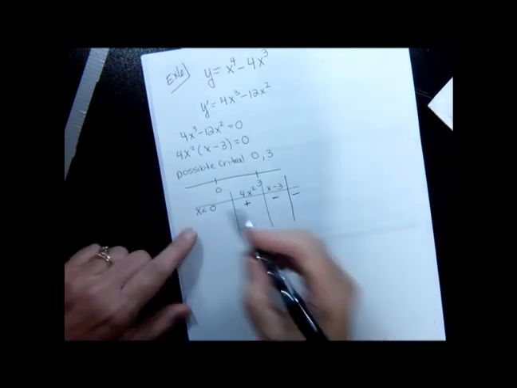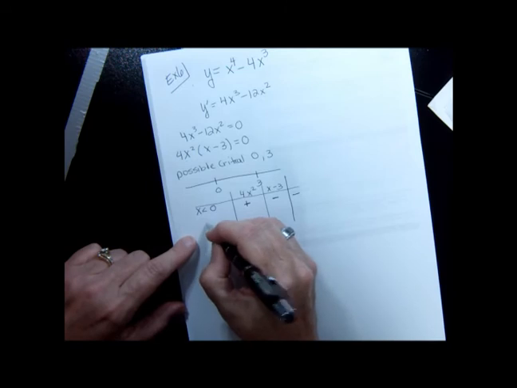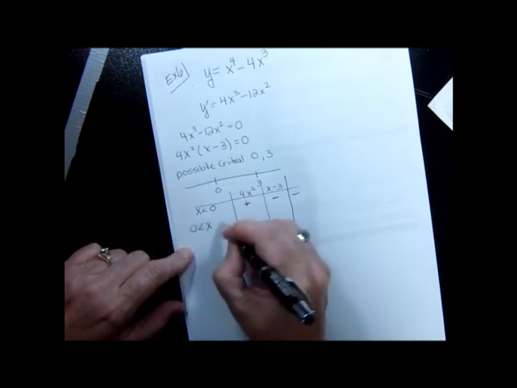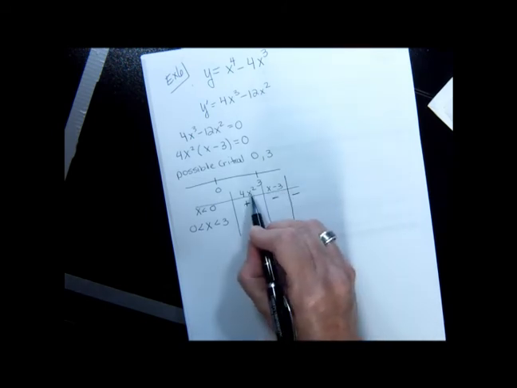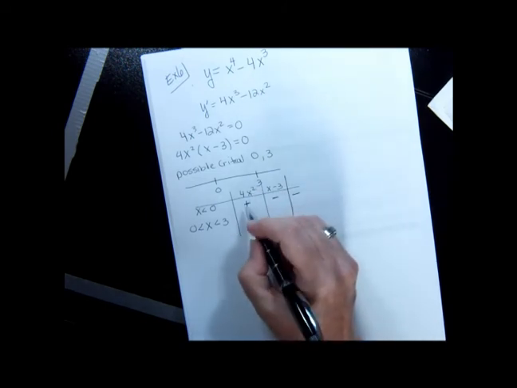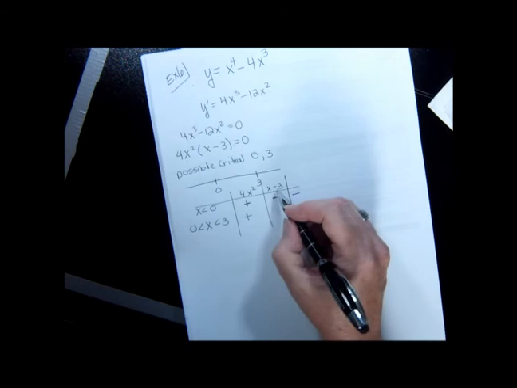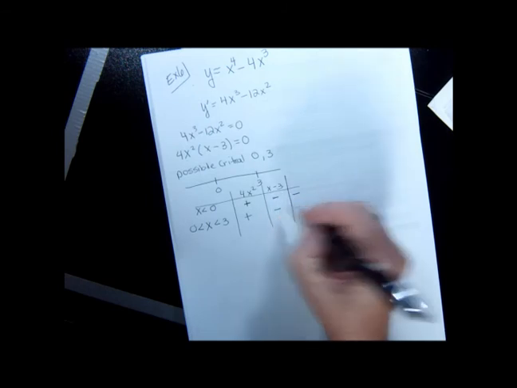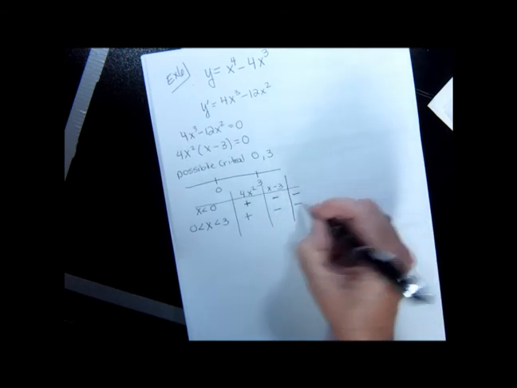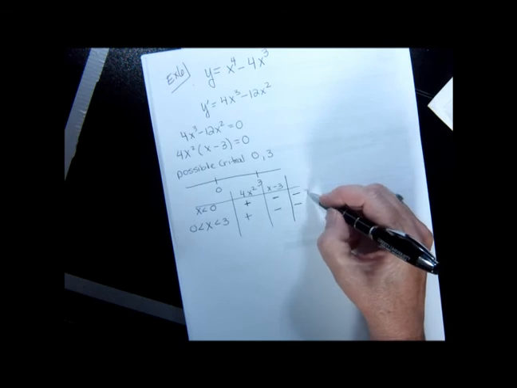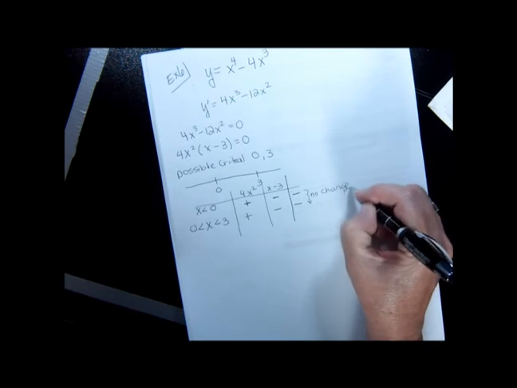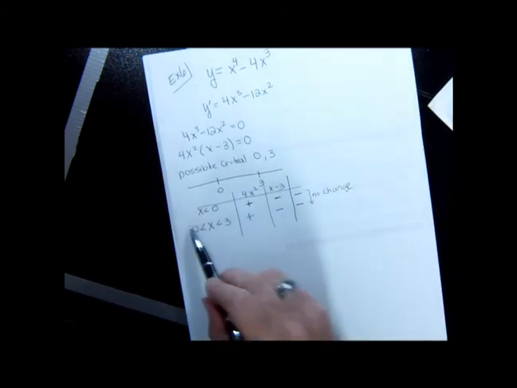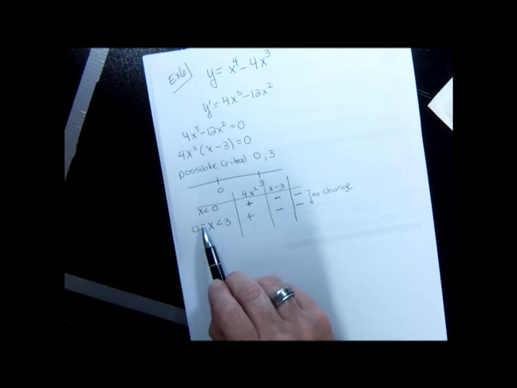Now if I look between 0 and 3, let's say 1, I throw 1 in here, I'm going to have positive. I throw 1 in here, I'm going to have negative, and I see that I have negative, and there was no change between the two. If there's no change between the two, that means that this is not a critical point. Not a critical point at 0.